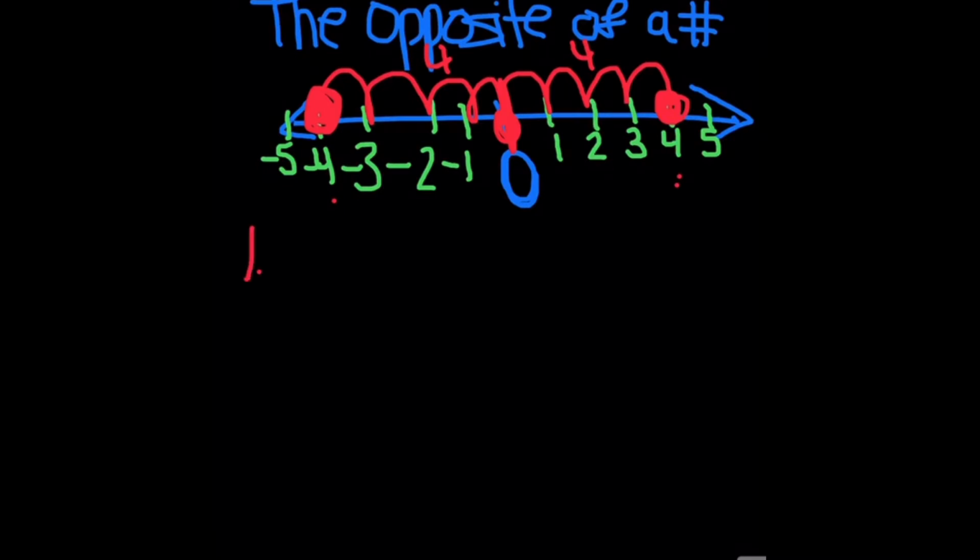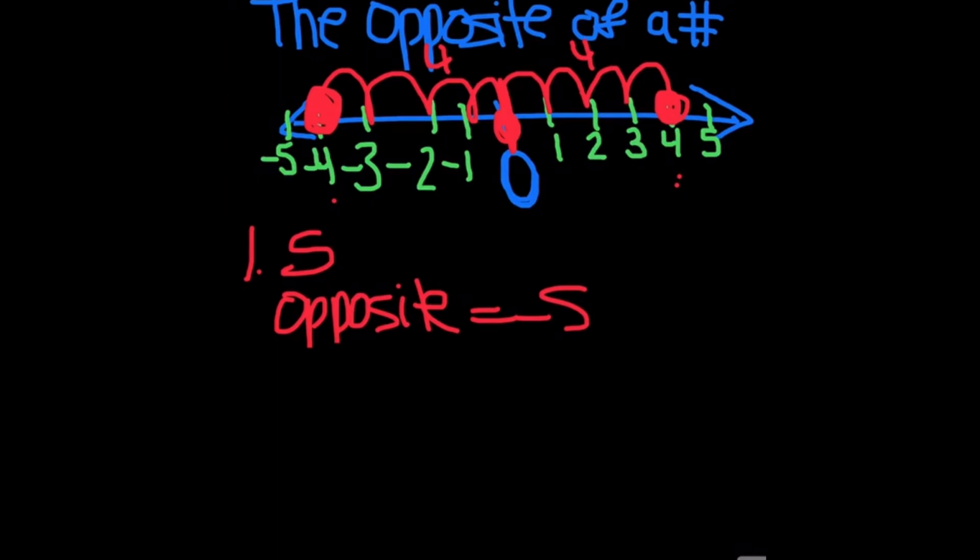So again, for example, what is the opposite of 5? The opposite equals -5. The opposite of -3 equals +3. So if you're talking about opposite numbers, if it's a negative number, it's going to be the positive, and if it's positive, it'll be negative, right?